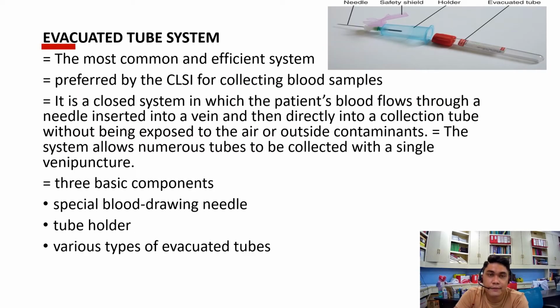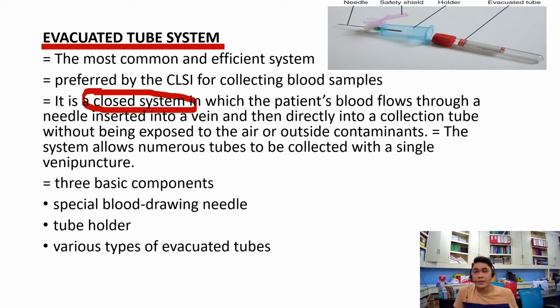Then next you have evacuated tube system. So evacuated tube system is the most common and efficient system, and it's preferred by the CLSI for collecting blood samples. So remember, when I say evacuated tube system, it's a closed system. Okay. For syringe, that is the open system, in which the patient's blood flows through a needle inserted into a vein and then directly into a collection tube without being exposed to the air or outside contaminants.